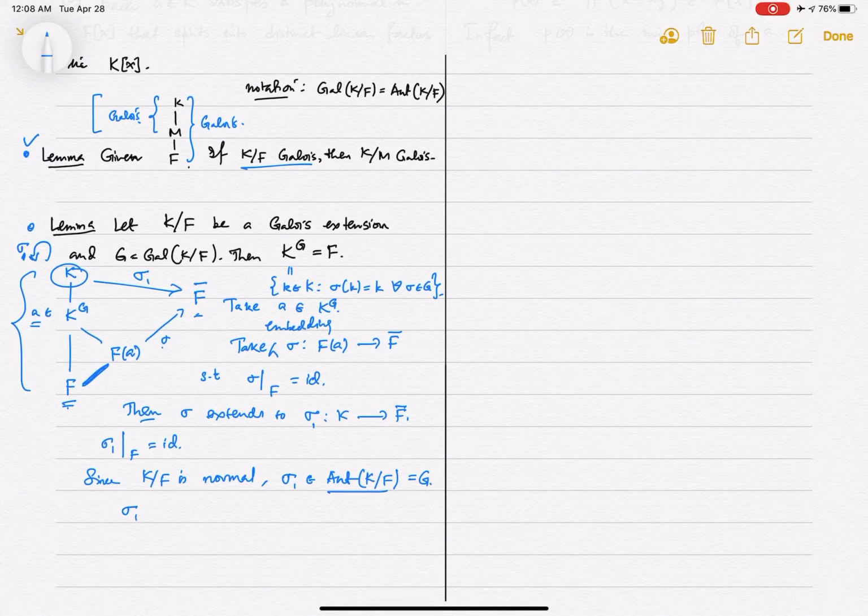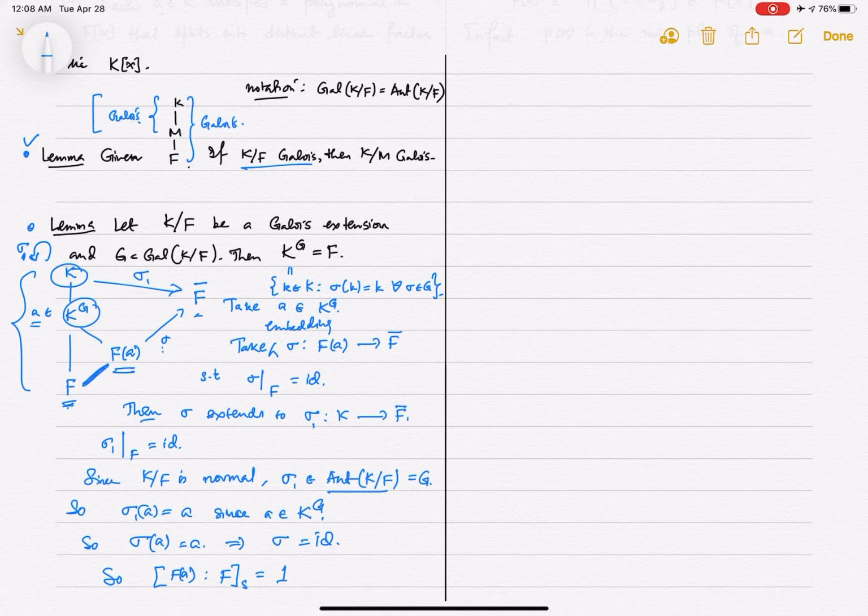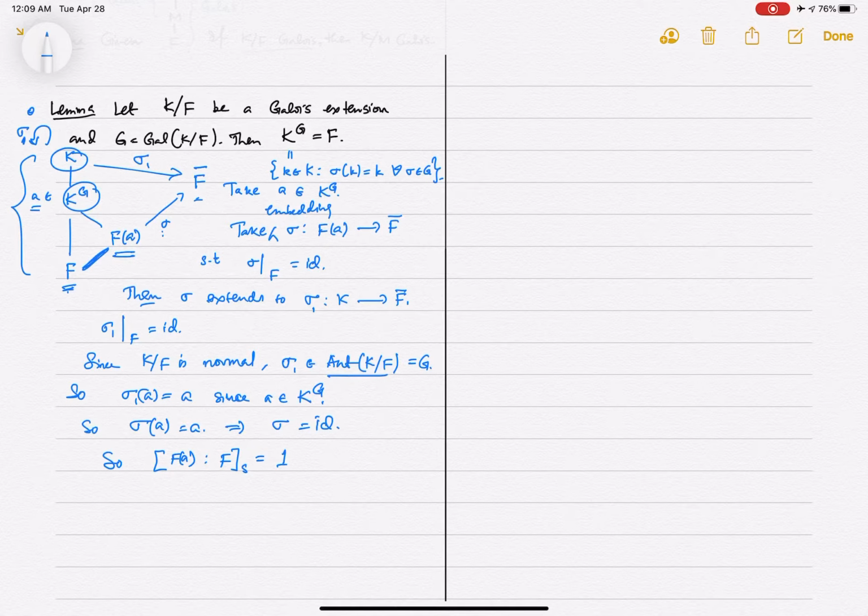But that tells you sigma 1 of A is A, because A by definition lives in K^G, meaning it's fixed by all the elements of the Galois group. Since A is fixed by all elements of the Galois group, sigma fixes A, because sigma 1 after all extends sigma. So sigma 1 restricted down here is just sigma. So sigma(A) is A. But sigma fixes F, and it also fixes A. This implies sigma is the identity. So you're not doing anything at all. So the separable degree is 1, because any embedding is just the identity. So the degree is 1 since the extension is separable.